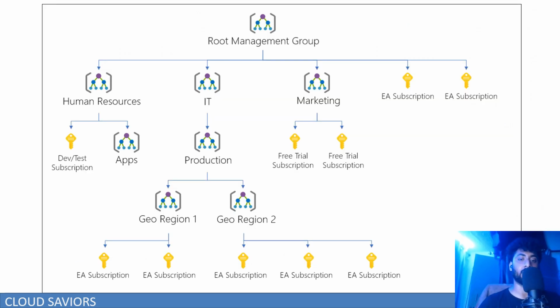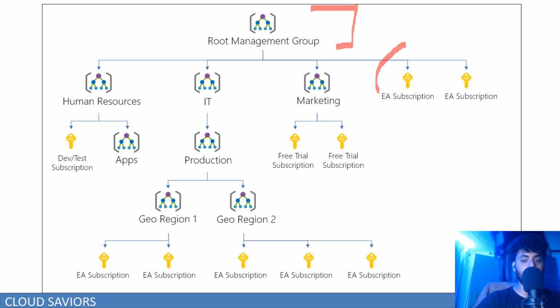So now we have a proper diagram. Now you have the theory knowledge and the diagram, so you can relate it better. As you can see, the first one is the root management group. This is the root one, so we can say this is the parent. This parent has 5 children. 3 of them are management groups and 2 of them are subscriptions.